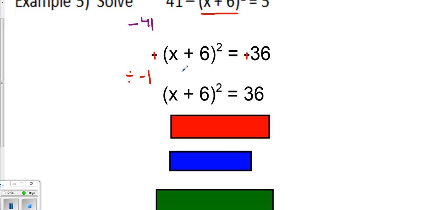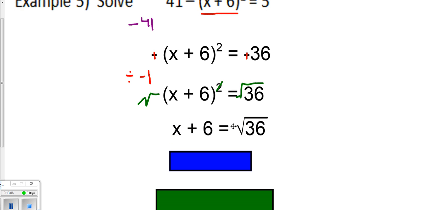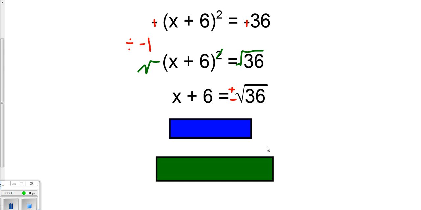Now, to get our x plus 6 piece alone, we take the square root of both sides. That'll cancel this out, and it'll give us a square root over here. So we're now left with x plus 6 equals square root of 36. And remember, it can be positive or negative. There's always going to be those two different forms of it.